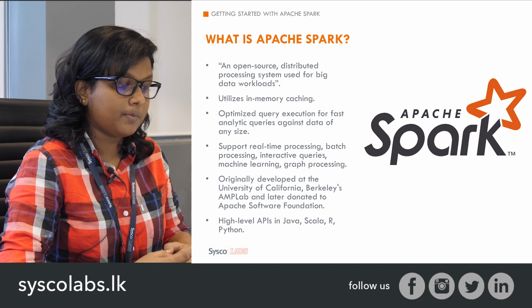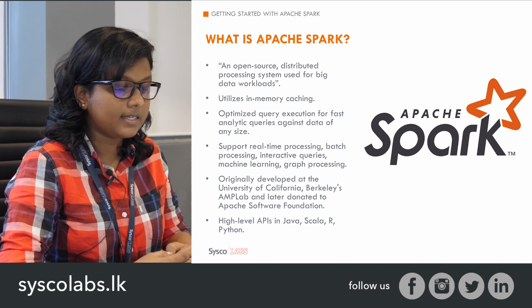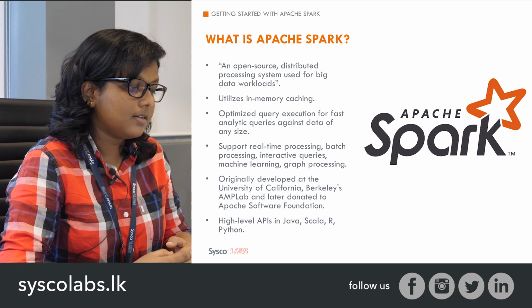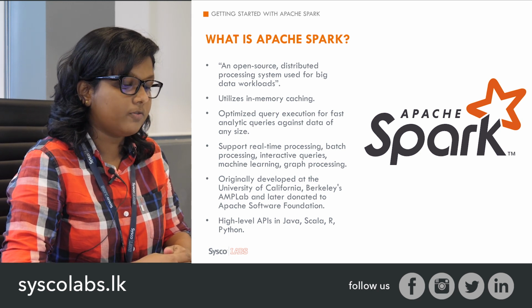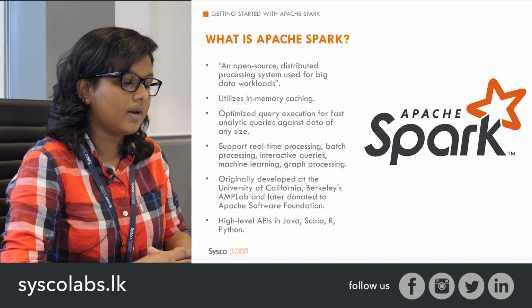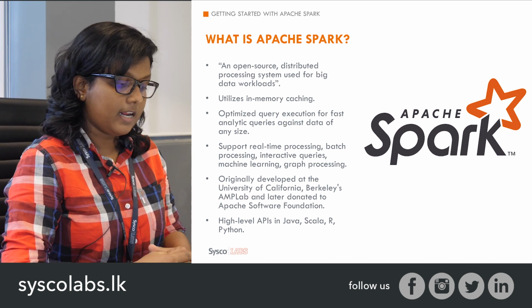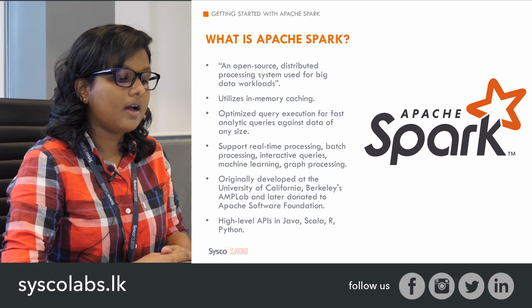Spark supports real-time processing, batch processing, interactive queries, machine learning and graph processing. Spark was originally developed at the University of California and later it was donated to the Apache Software Foundation. Spark has high-level APIs in Java, Scala, R and Python.